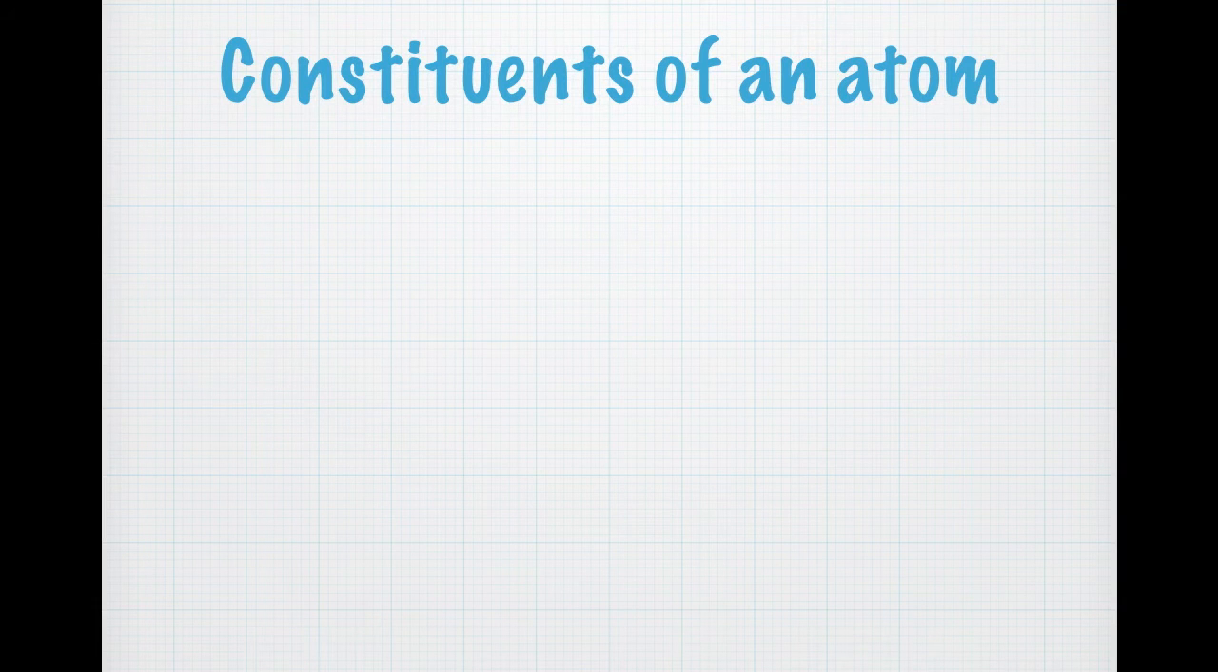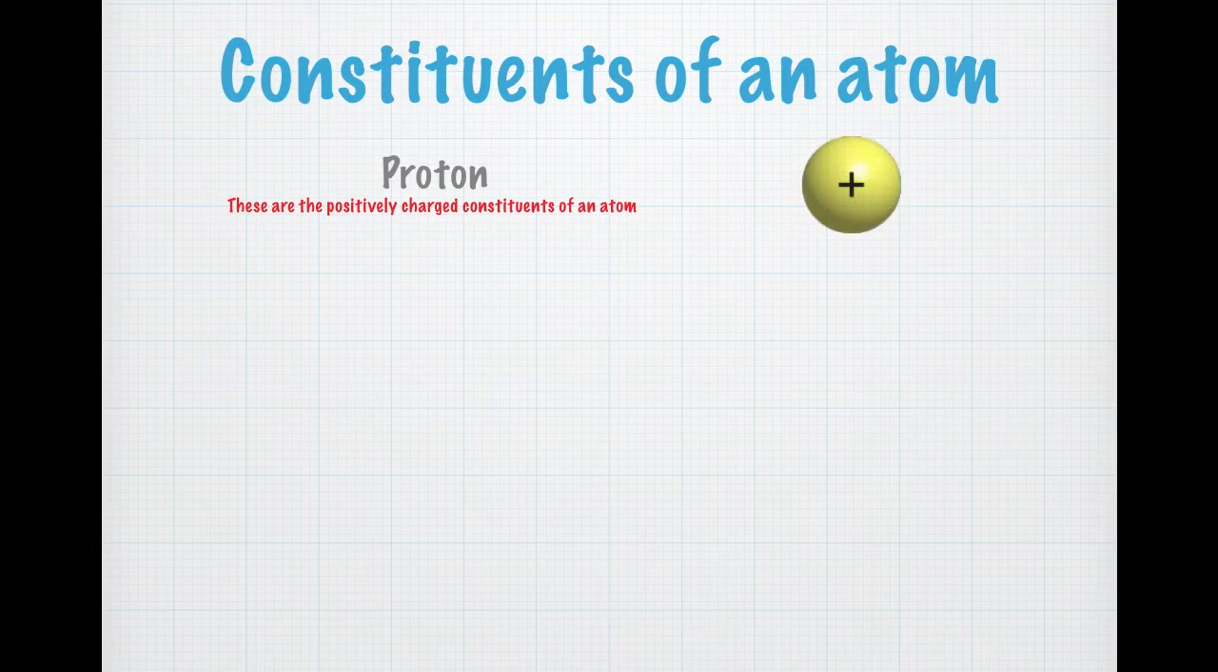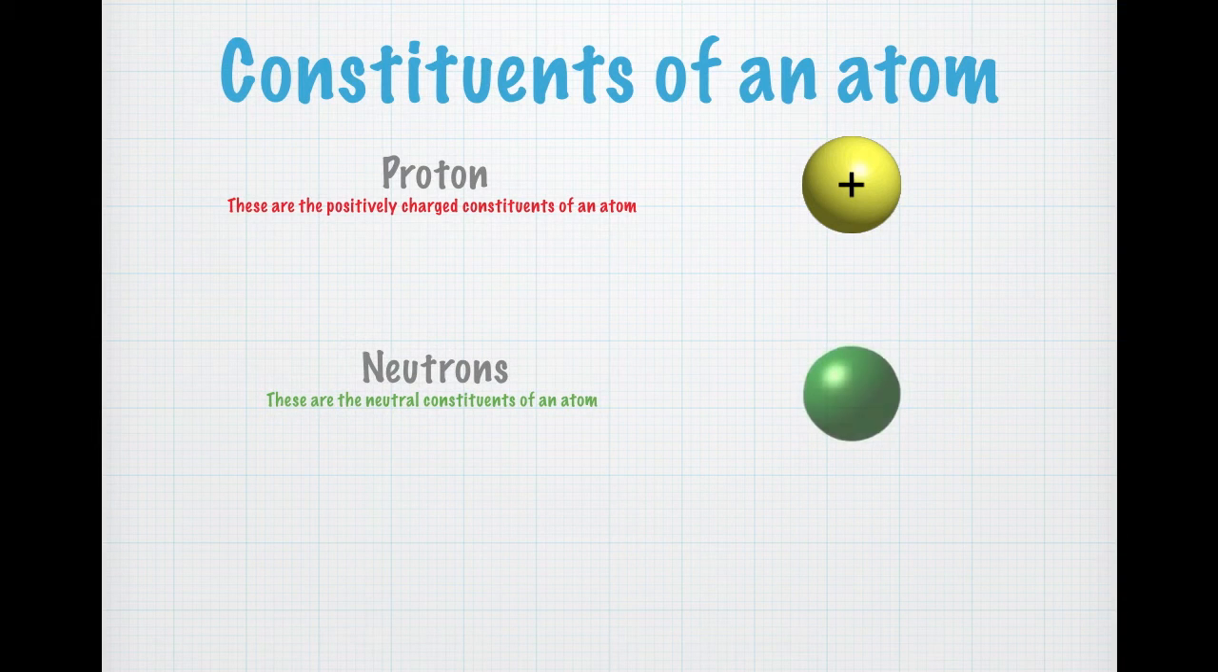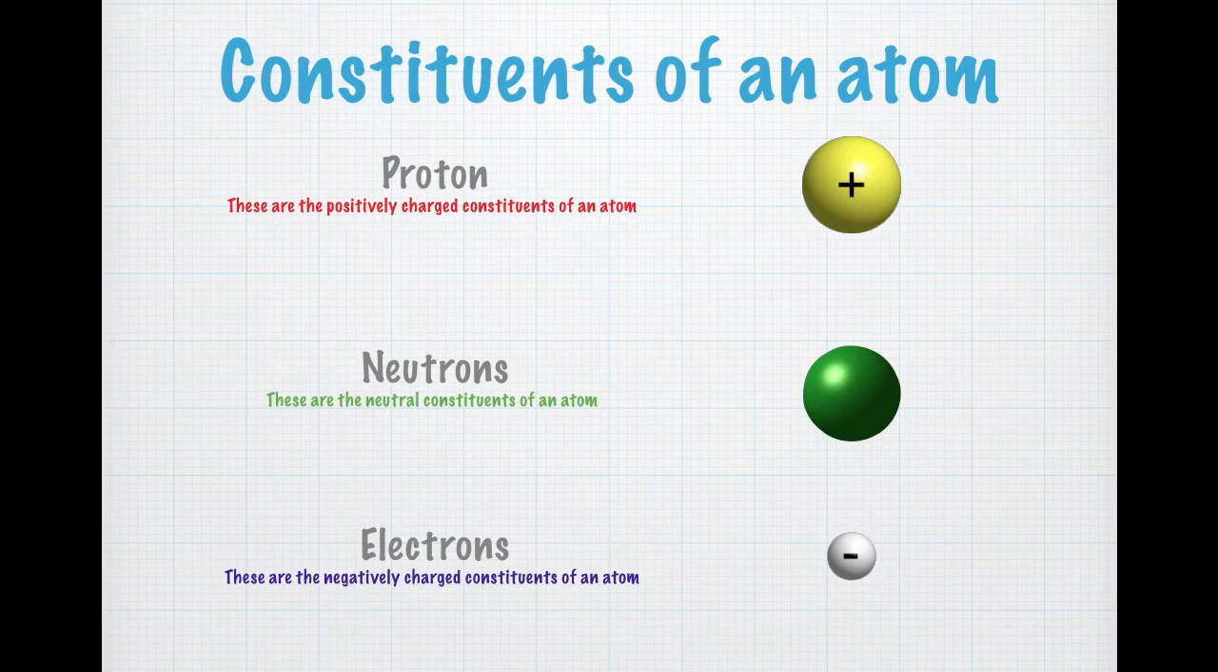Now, let's talk about what an atom consists of. An atom consists of protons, which are positively charged constituents of an atom. They constitute a positive charge, of course, and neutrons, which are the neutral constituents of an atom, and the electrons, which are negatively charged constituents of an atom, and the electrons are much smaller than the protons and the neutrons.